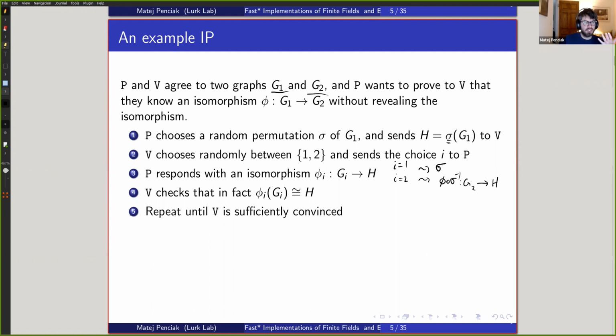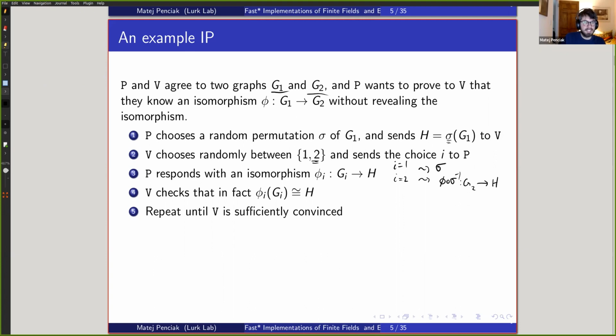And so why should the verifier be convinced at this point, right? If the verifier is always going to pick, say, 2, then the prover could lie to the verifier and say, oh, hey, I'm sending a permutation of graph G1, I promise, but actually be sending over a permutation of graph G2. And if they didn't actually know an isomorphism between G1 and G2, then that would still be a sufficiently valid proof, because they would be able to supply an isomorphism from G2 to this random permutation H.